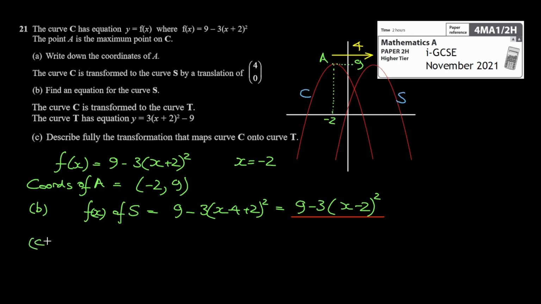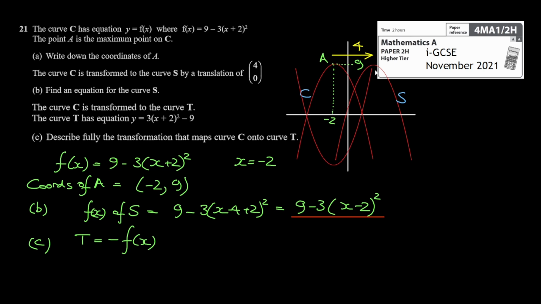So let's have a look at part C. What they're now saying is our original curve, which is f(x), is transformed to the curve t, where t has the equation of this. Well, what's happened is that the 9 has become negative, and the negative x squared term has become positive. So the whole lot has been multiplied by -1. So I can say that t is equal to f(x) multiplied by -1. What does that do? Well, it reflects the curve in the x-axis.